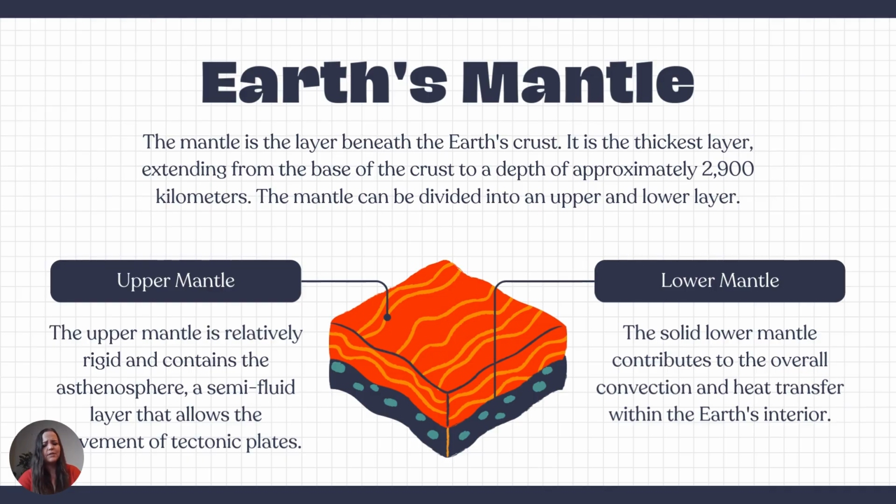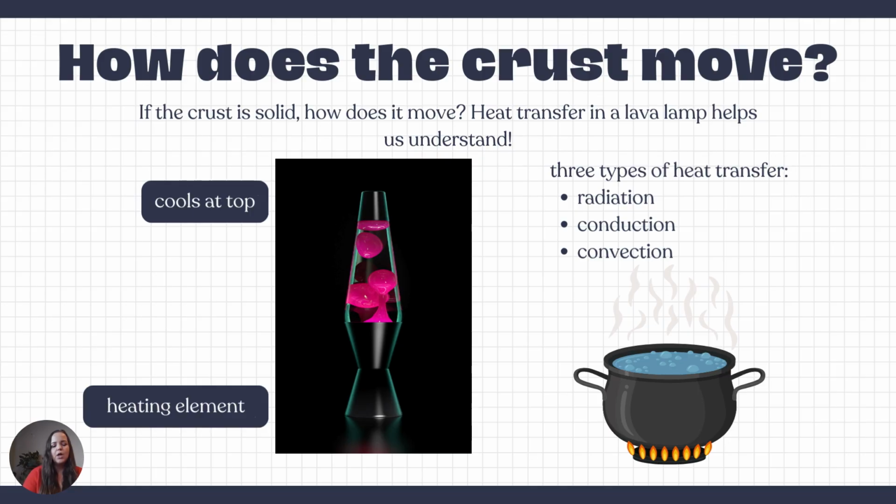And then the lower mantle is what contributes to the overall convection and heat transfer within the Earth's interior. And so this is where we're going to start getting into how the continental drift theory even works. So what is the mechanism behind it? If I told you that Earth was a giant lava lamp, well, the mantle is a giant lava lamp.